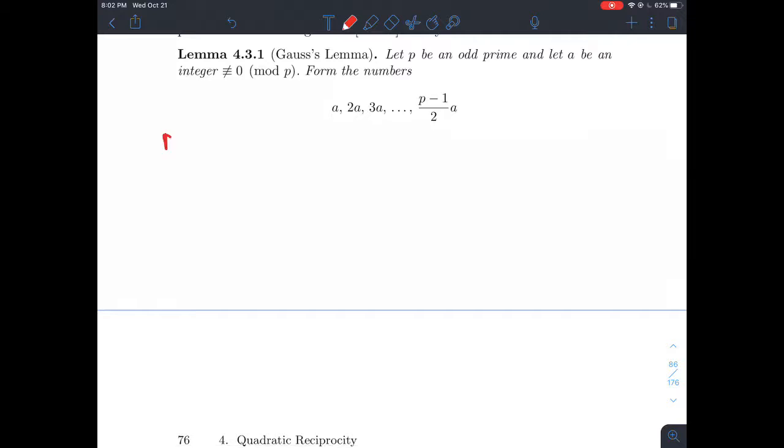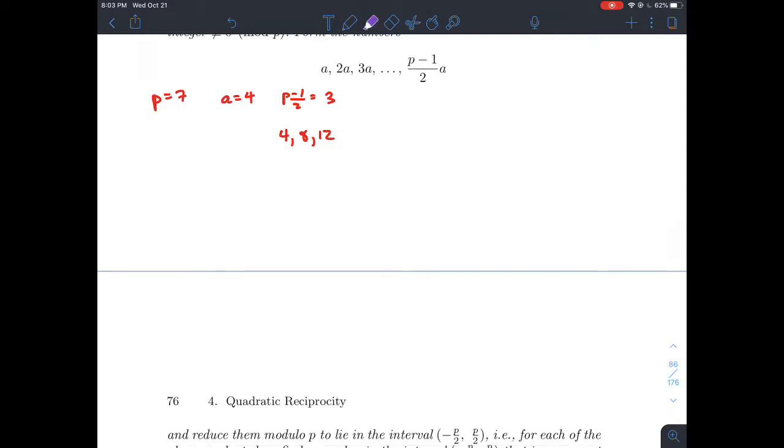So let's say P is 7. I'm going to pick, say, A equal to 4. So what are the things that I care about? I need to write down the first (P minus 1)/2 multiples of 4. Well, (P minus 1)/2 is (7 minus 1)/2. That's 6 over 2, so 3. So I'm going to write down the first 3 multiples of A, and I'll just write them down off the top of my head: 4, 8, 12. Now the next thing I'm going to do is reduce them all mod P. I'll do that first, and then I'll get into this interval business in a moment. So if I reduce these mod 7, this would be 4, 1, and 5.